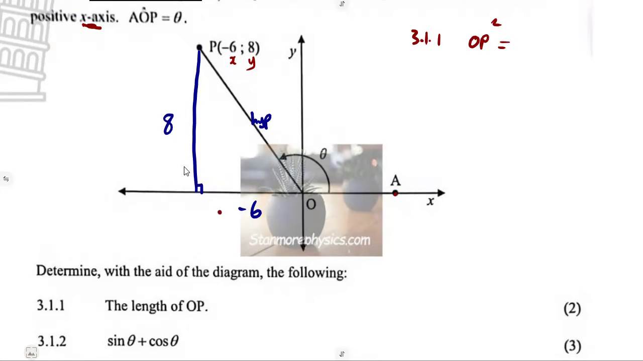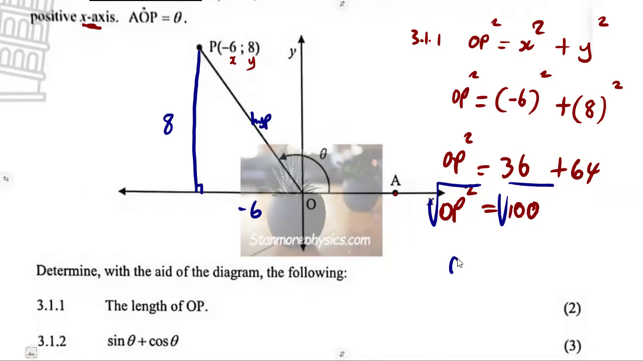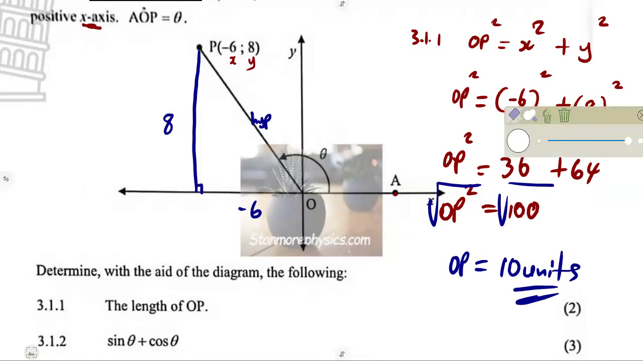OP squared is equal to the shorter sides: our x value, negative 6 squared, which is 36, plus the y value, 8 squared, which is 64. Then add these two, that is going to be 100. Let's introduce the square root on both sides. That gives us the length of OP, which is 10 units.